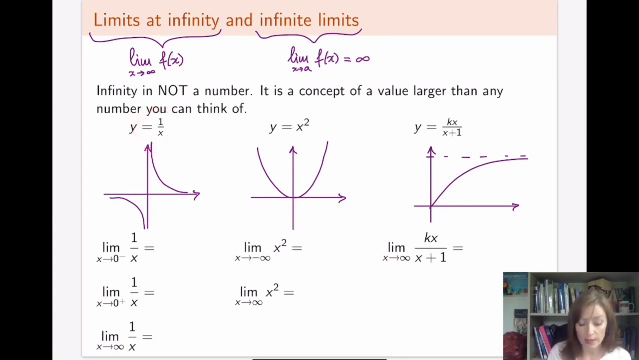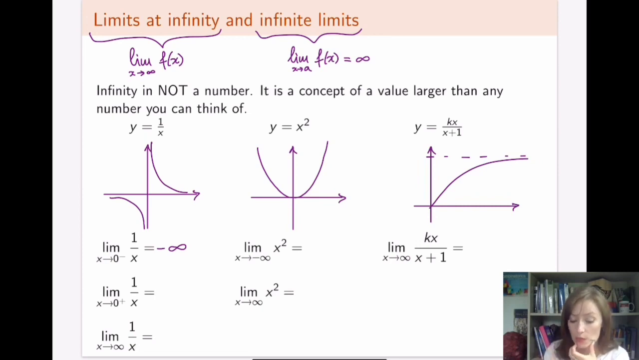For 1 over x, the first limit we're asked to compute is as x goes to 0 from the left, which means it's approaching 0 from the side where x is less than 0, so from this side. If I'm following the graph from that side, I notice that the closer I get to 0, the further down my graph goes. So this limit is equal to minus infinity.